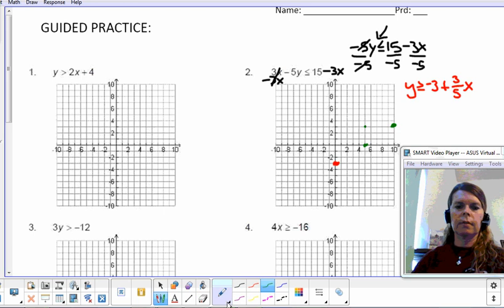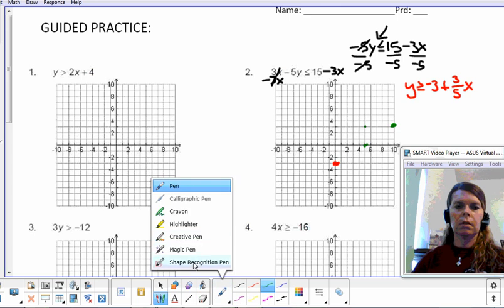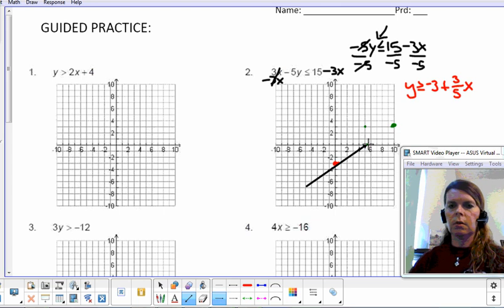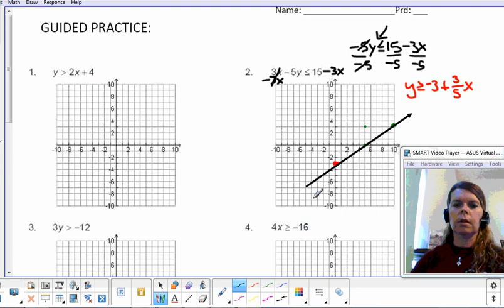Let me see if I can get my shape pen, actually. Nope, they have a creative pen. I don't see my shape pen, so let's see if I can just draw a line. Okay, so it goes right through here. And it really should have arrows on both ends to show that it just keeps going and going and going forever in both directions. There's my arrow.